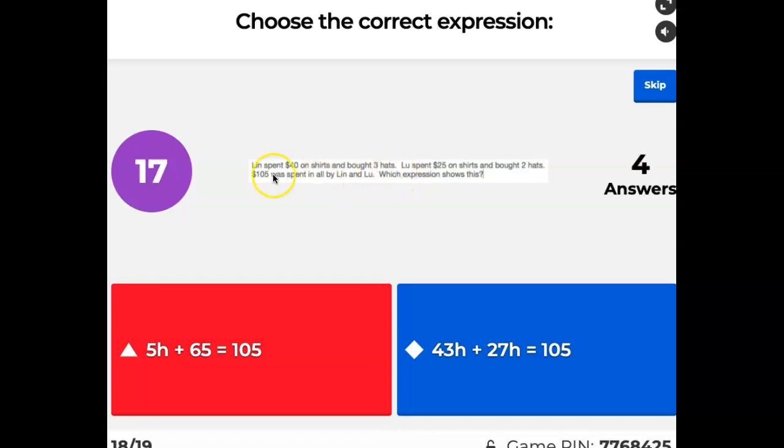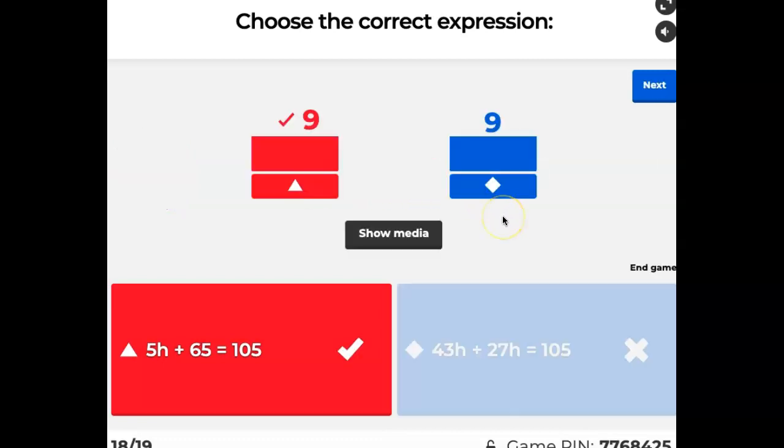Did you read it? So Lynn spent $40 on the shirt and bought 3 hats. Lou spent $25 on the shirt and bought 2 hats. The time is so fast. I couldn't even read it. If you got this wrong, well, what can we do? Which expression shows this? Oh, that was fast. All right, 9 is to 9. Even score. We're gonna deal with more equations, guys, in the future. So if you get it wrong, it's okay. All right, next question.